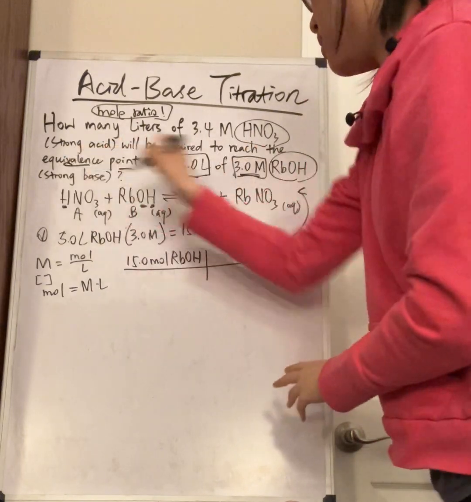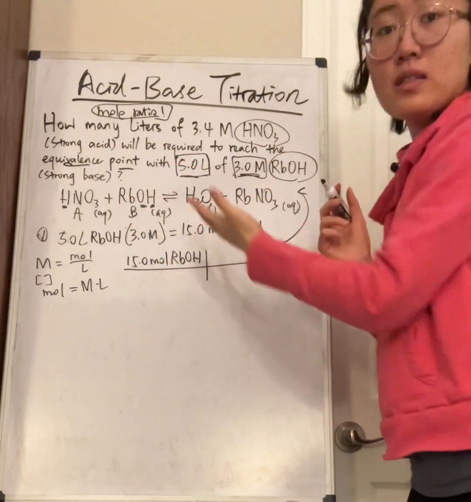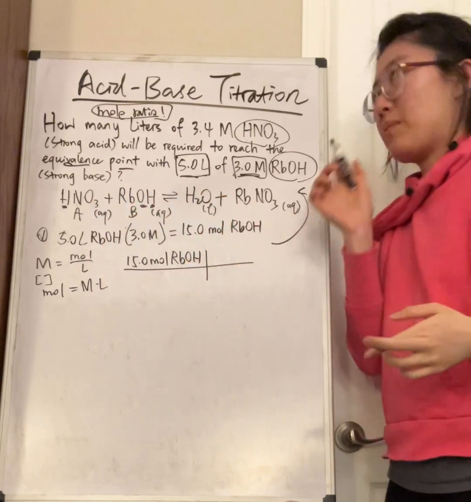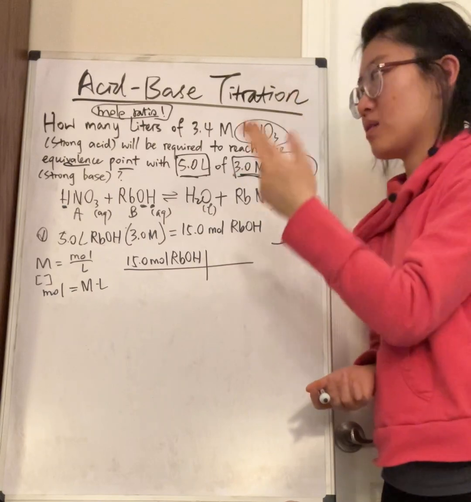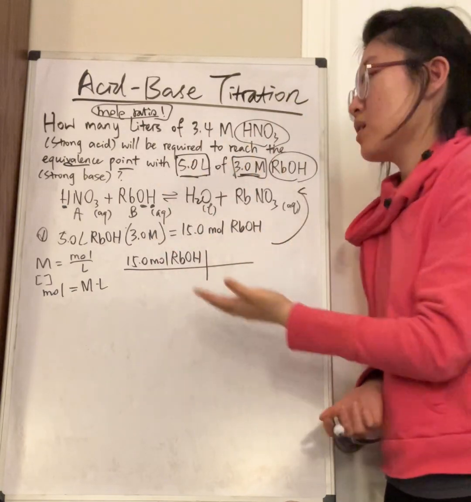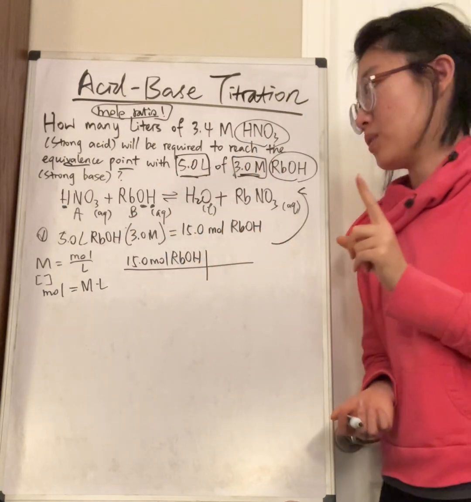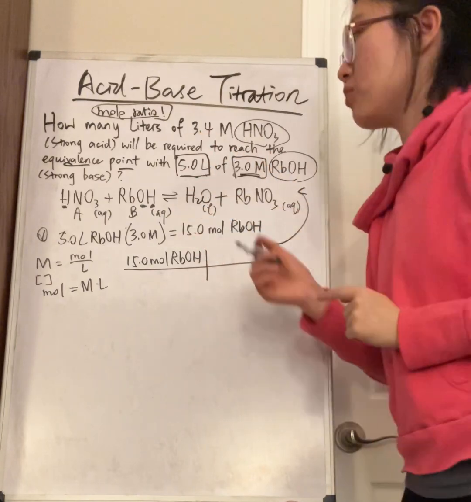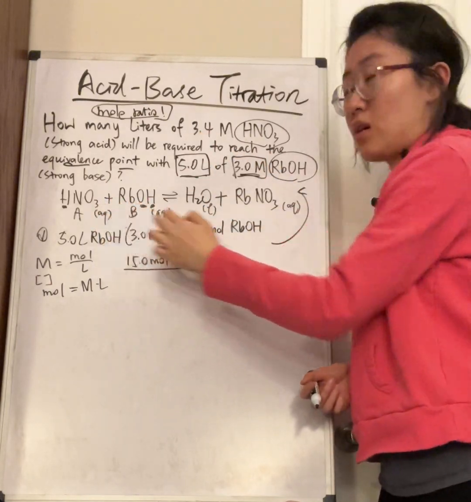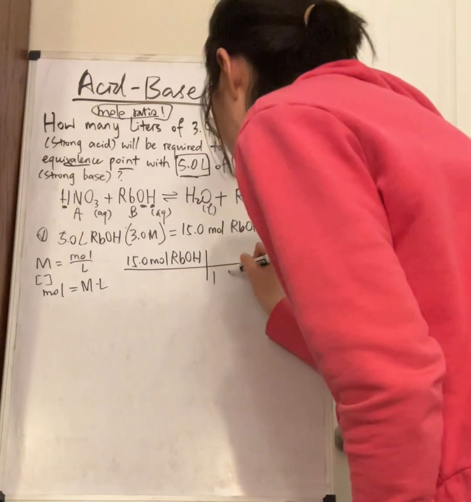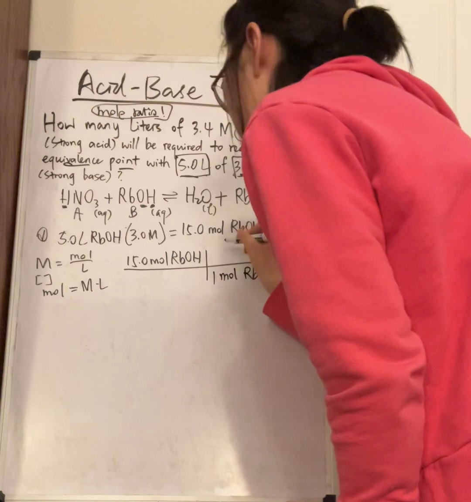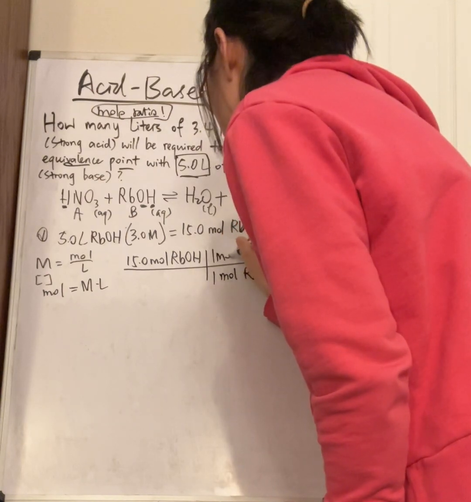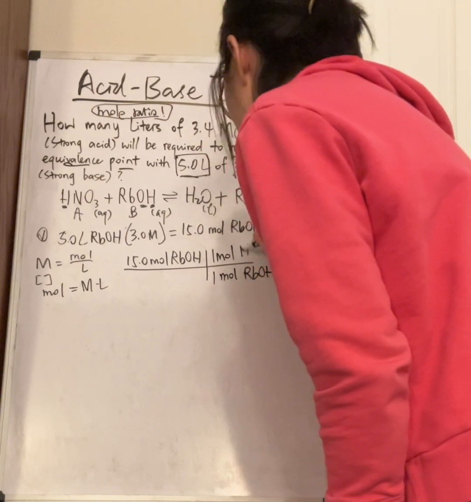Okay, so take a look at this whole thing. You can see that there's no coefficients like 2 or 3 in front of anything. Every single reactant and product has a coefficient of 1, every single one. Okay, so which means that the mole ratio of these two reactants is 1 to 1. Very easy. 1 mole of RbOH is going to correspond with 1 mole of HNO3.